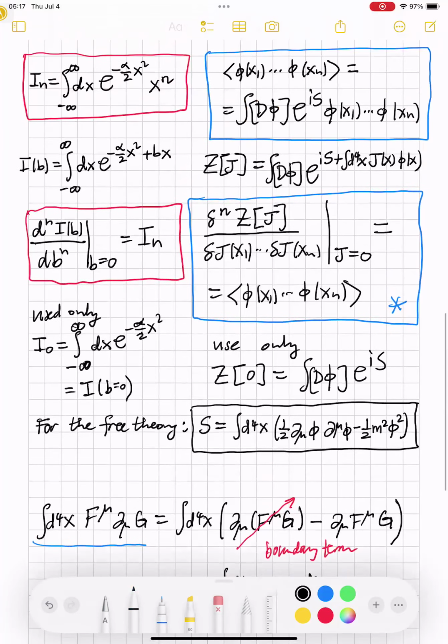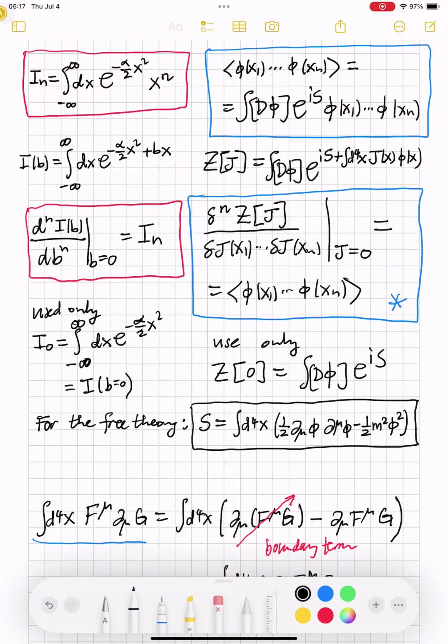So what did we do? I want you to remember what we did for the one-dimensional integral. When we started off trying to evaluate I of b, we shifted x. And how much did we shift x by? Well, it depended on where the exponent peaked. Where did the integrand peak? I want to repeat exactly the same calculation. So I'm going to look at Z of J, and I'm going to ask, where does that exponential peak? So where is the exponent at its extremum?